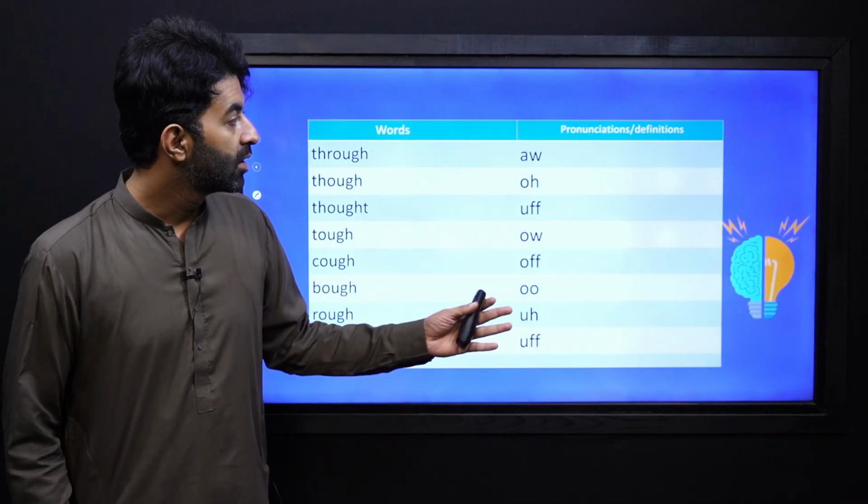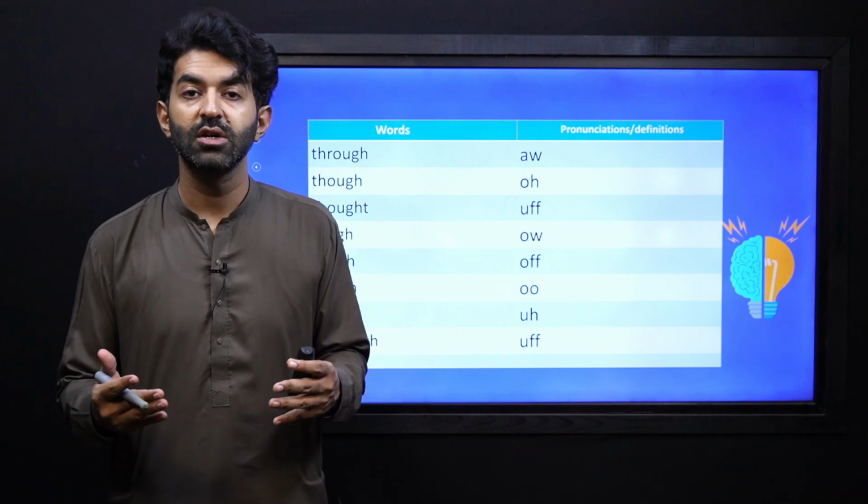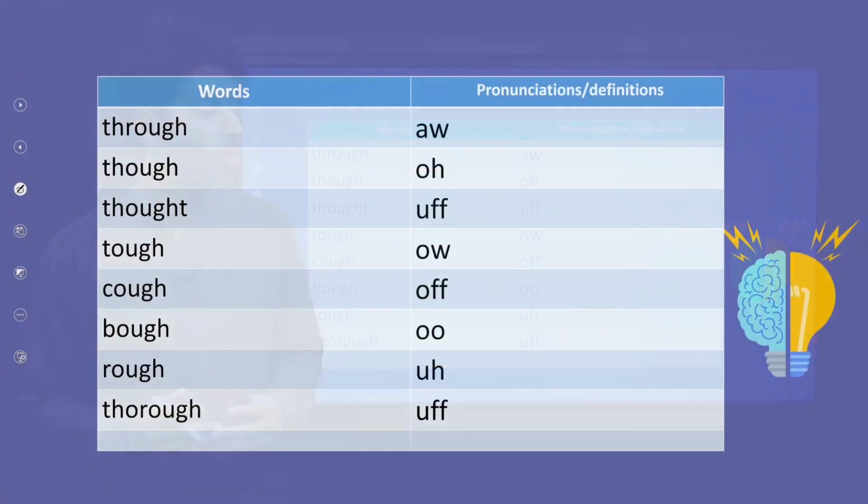Okay. Can you read this and match it with the correct pronunciation? I hope that you can see it on the screen. Here are your words and here are your pronunciations. All right. So let's do this little quick test. What is this word? Through. Ooh, what sound are you hearing? This sound, right? Ooh sound, through.